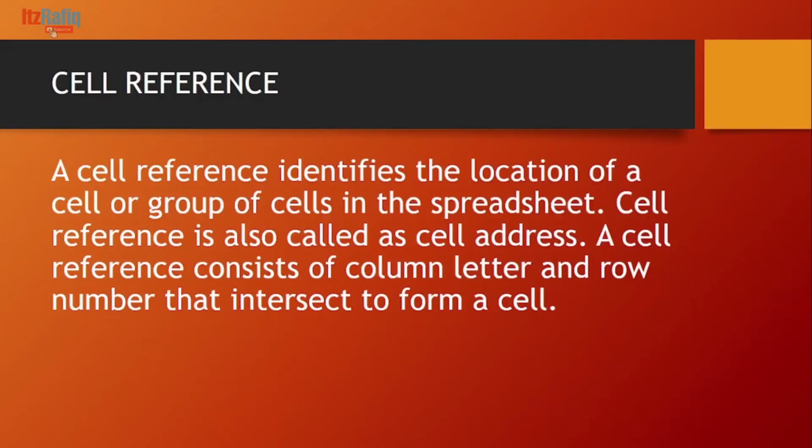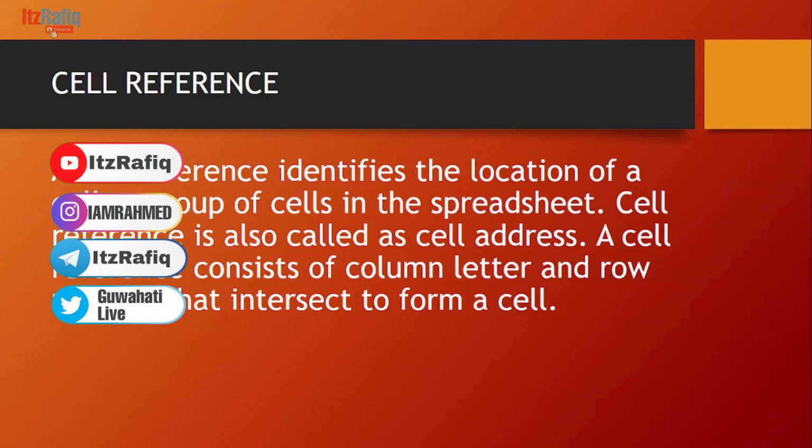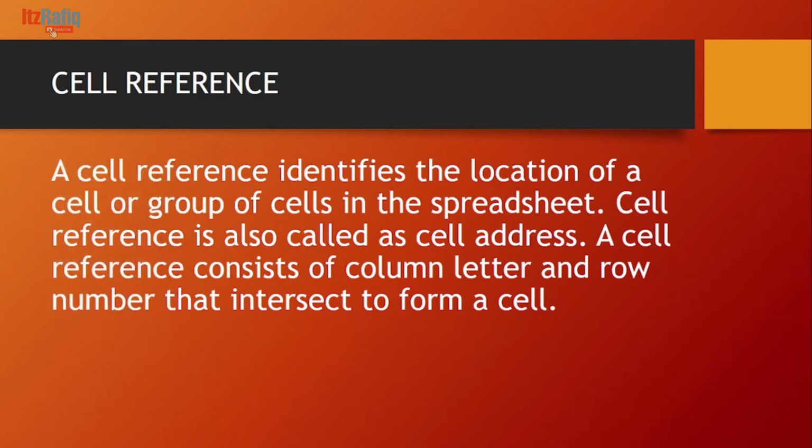First we'll learn about cell reference. Cell reference means the address of a cell in a spreadsheet. A cell reference identifies the location of a cell or group of cells in the spreadsheet. It is also called a cell address. A cell reference consists of a column letter, which are A, B, C and so on, and a row number, which are 1, 2, 3 and so on, that intersect to form a cell.